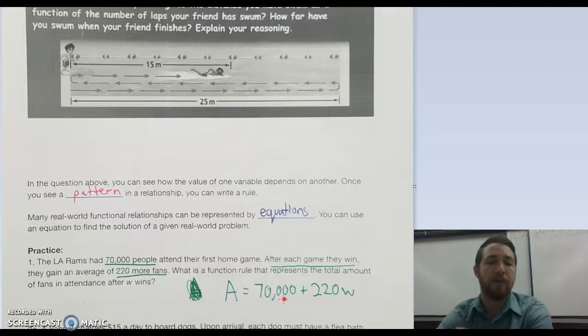So if 70,000 are at the first game, plus 220 for every win is represented by that 220W. So this is my function rule. The attendance is going to be 70,000 plus 220 for every win.